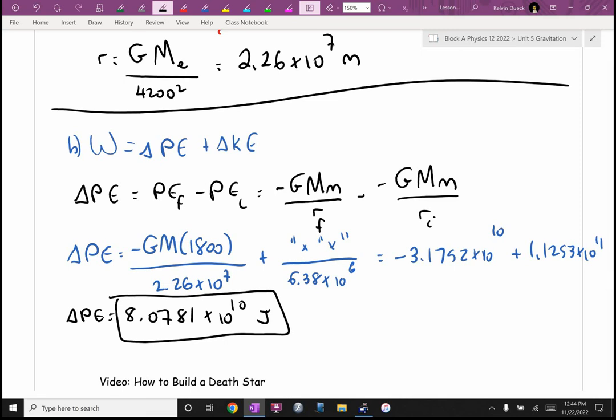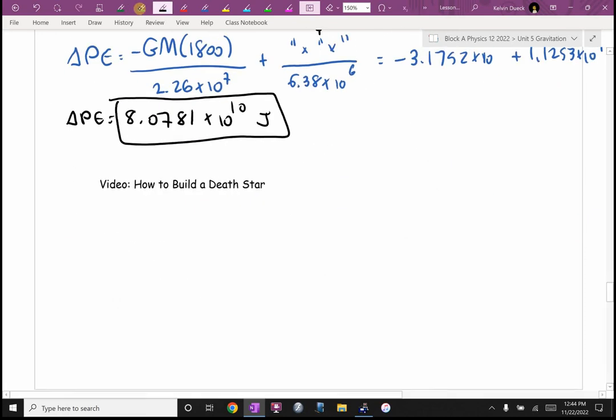This would be if it had just said lift it up but not keep it in a stable orbit. Did it say stable orbit, Finley? We need a change in kinetic energy, too. What's changing anything? It's going to be a half mv final squared minus a half mv initial squared.